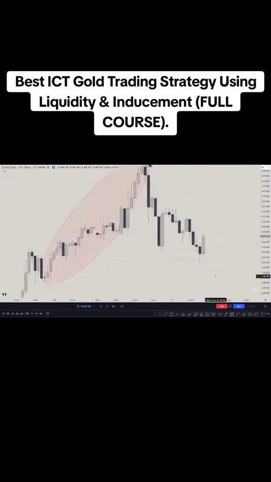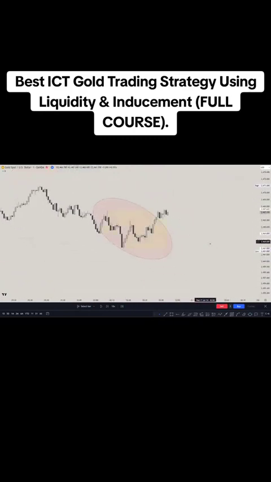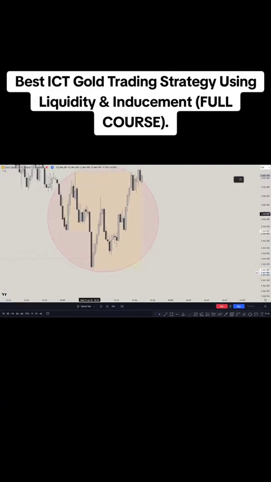Within the CISD, what we do is simply mark our valid swing, which is this one, go into the 1 minute time frame and identify what we have on the 1 minute time frame. What you see is price coming lower, going up, coming lower, and then going up, breaking above. So we already have that market structure shift. This was our first pullback.